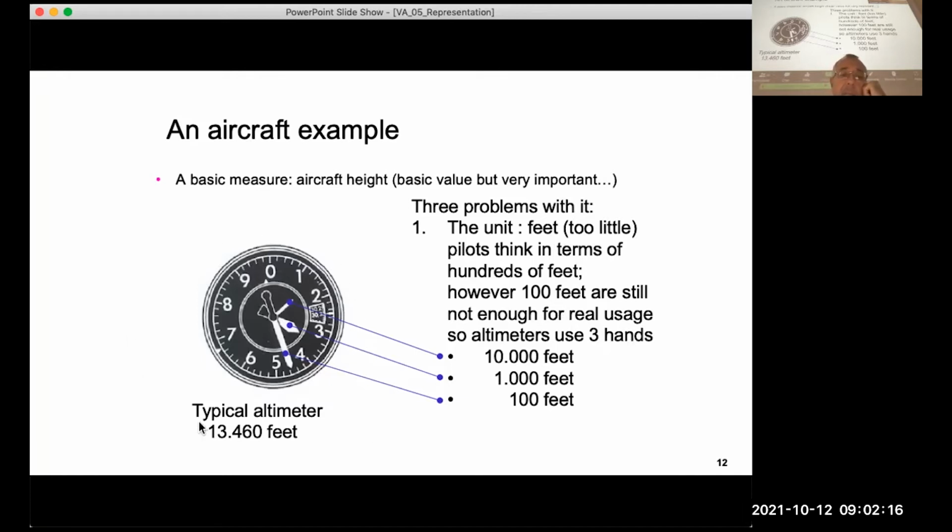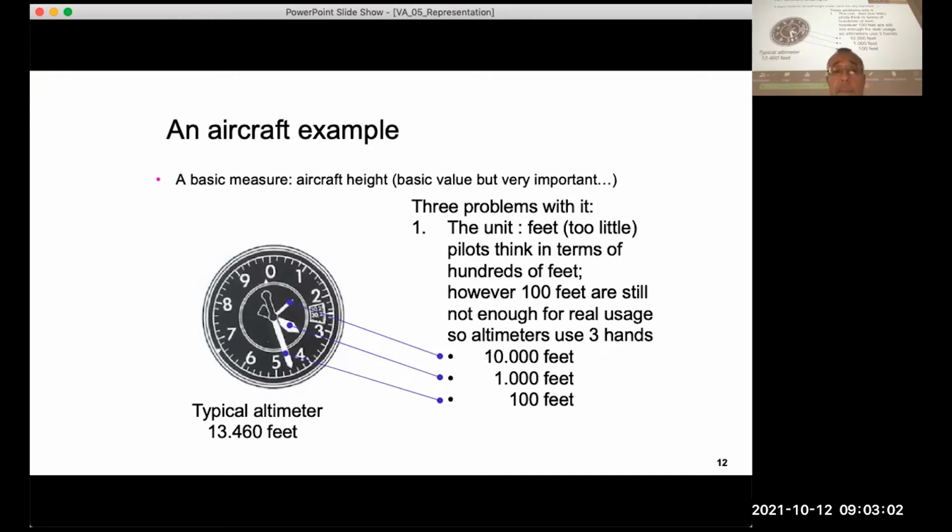For this reason, a typical physical altimeter is done using 3 hands. The shortest for 10,000 feet, the intermediate for 1,000 feet, and the longest for 100 feet. And to come up with the total number, you have to combine them. So you see that you have 10,000, 3,000, 460, and you combine them to have the final number. It's not so complex, but it's not intuitive. You will learn very quickly to use this.